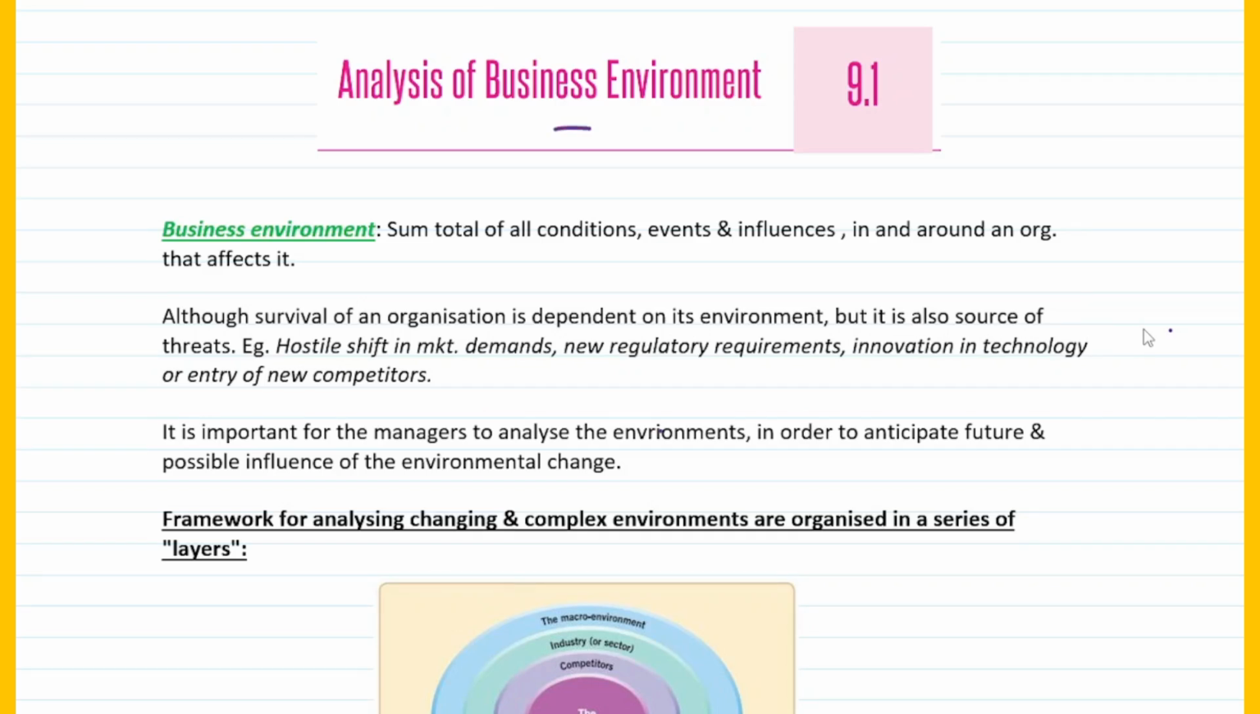So before we go on with the chapter, let's understand what exactly is a business environment. Business environment is basically a sum total of all conditions, events and influences in and around an organization that affects it. So it basically comprises three things: conditions, events and influences, which are in and around the organization and have a direct impact on it. So that's what business environment is all about.